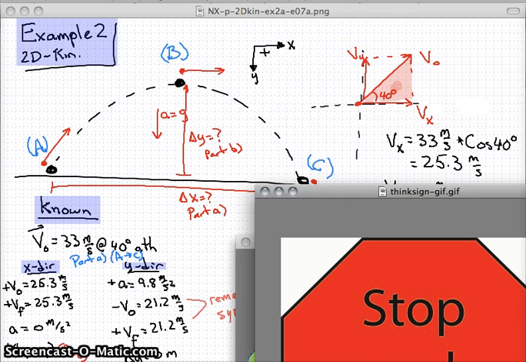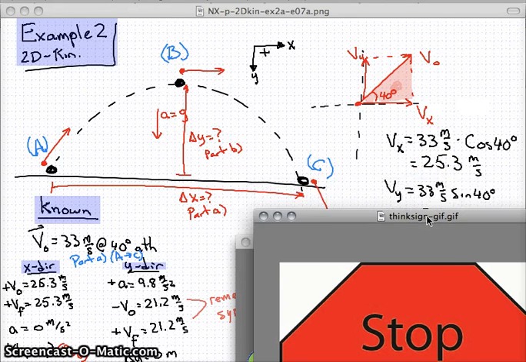We know that the component found here, if this is our angle, would be the adjacent side. The adjacent side is related to the hypotenuse through the cosine function. And again, what we end up with here is the x component would be equal to 33 meters per second times the cosine of 40, which is where this 25.3 meters per second is coming from.